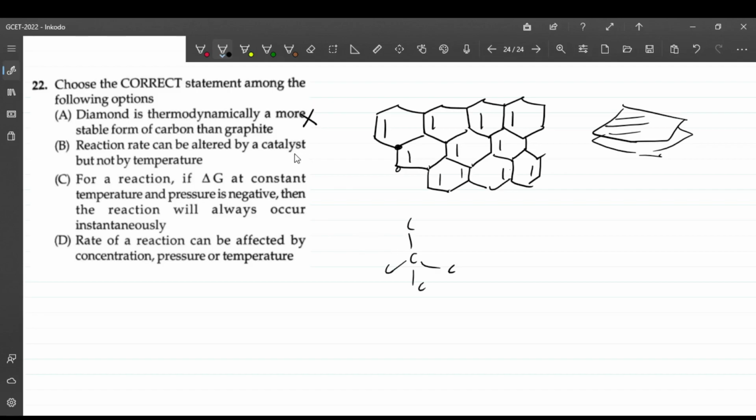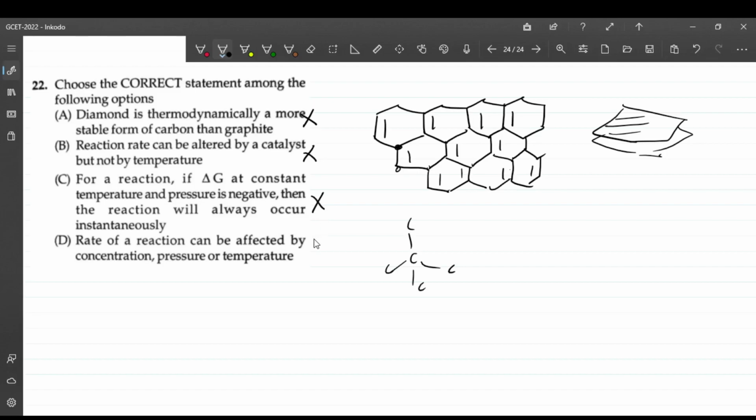Second, option B is: reaction rate can be altered by catalyst. This is true, but the second point they are making is, but not by temperature. Both catalyst and temperature can alter the rate of reaction. That's why this statement is also incorrect. Option C: for the reaction, if delta G at constant temperature and pressure is negative, then the reaction will always occur instantaneously. Remember, delta G negative means it is a spontaneous reaction, not an instantaneous reaction. So this is also incorrect.